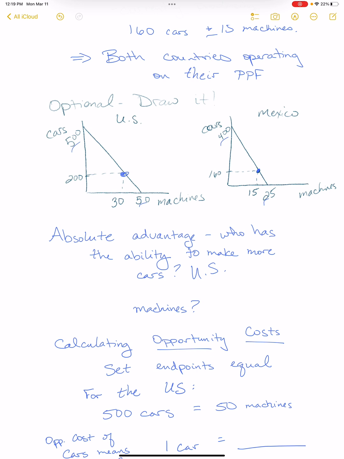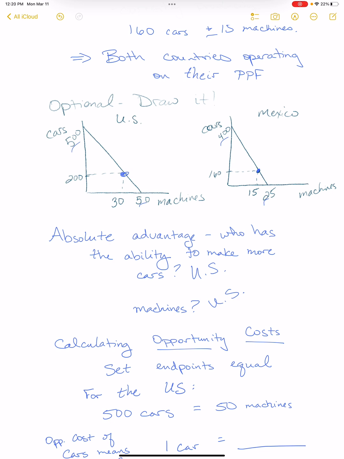What about machines? Well, same thing. The United States can make 50 machines in the same time that it would take Mexico to make 25. As such, the United States has the absolute advantage in machines. So absolute advantage is simply who has the ability to produce more. It is not the foundation of trade.